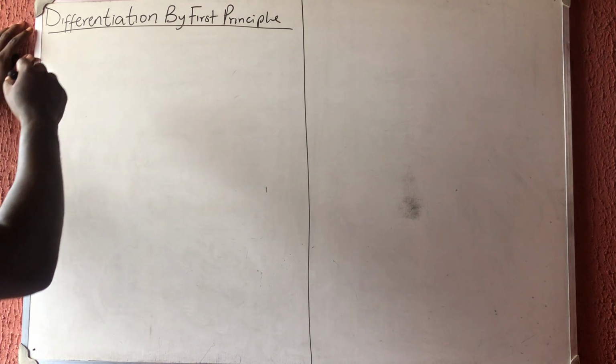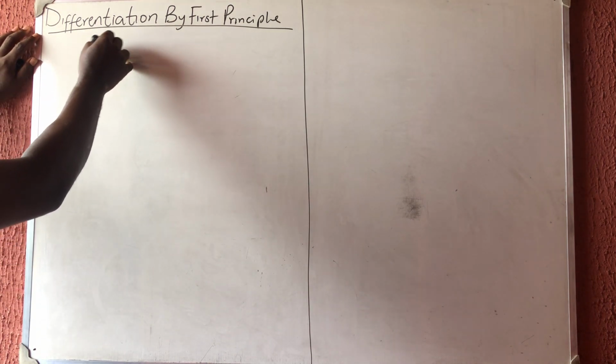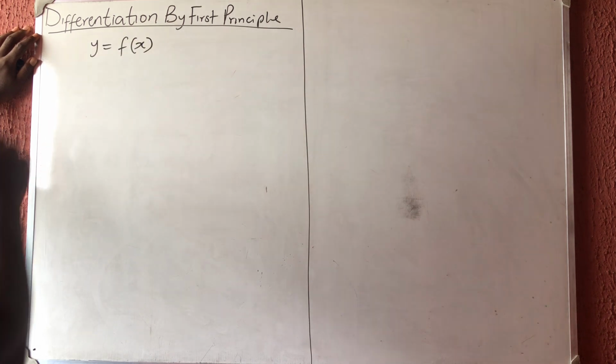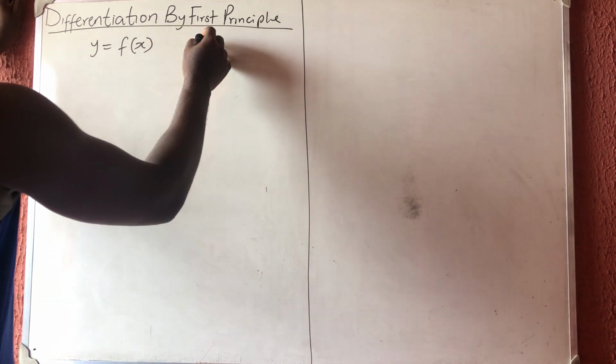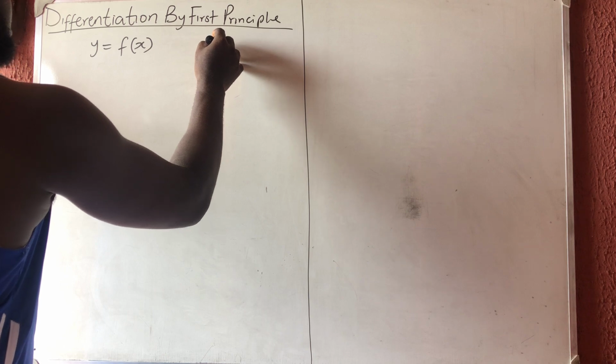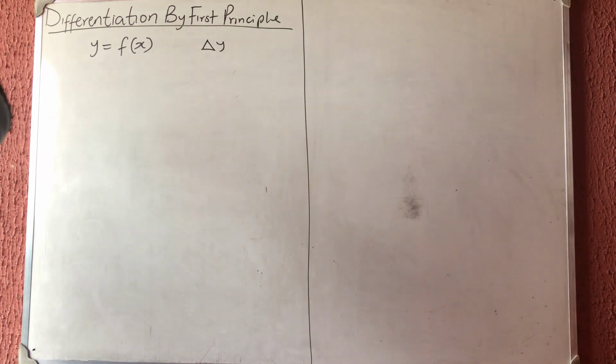Now let us consider that y is a function of x. Let us take the change in y and the change in x as small distances. I cannot start drawing the diagram for you, but let me just show you how it works.